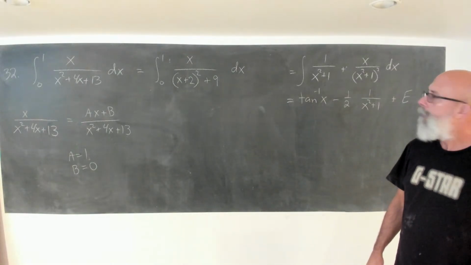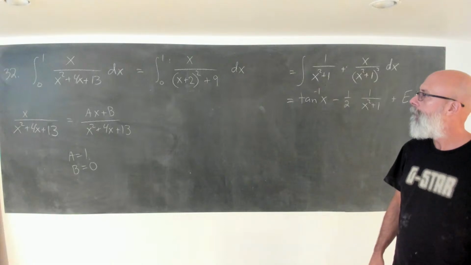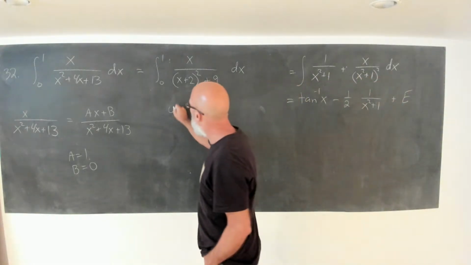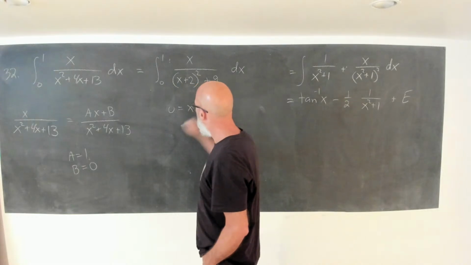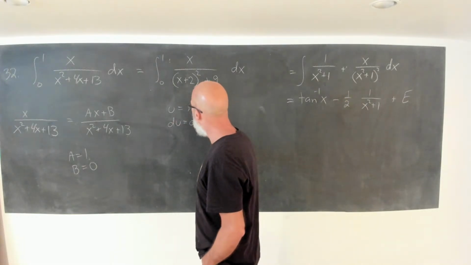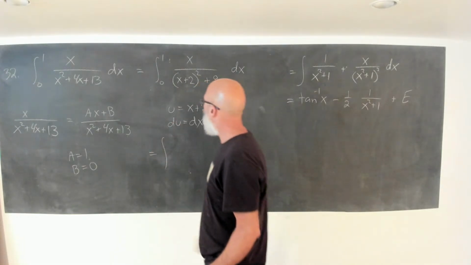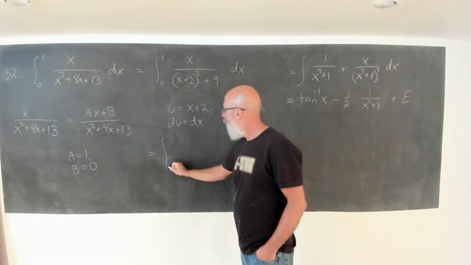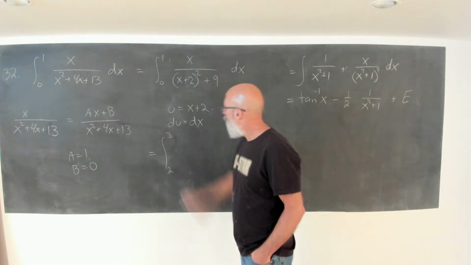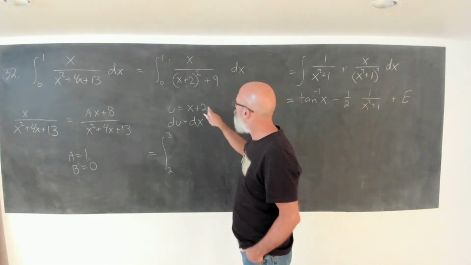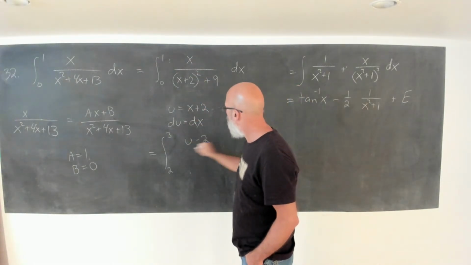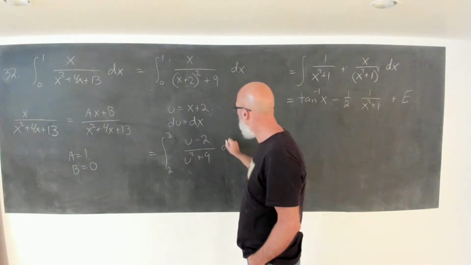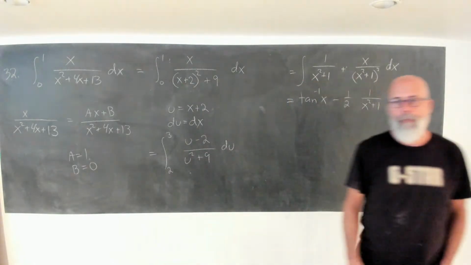Very nice. And now we're going to do a u substitution. u equals x plus 2, so that du is dx. And so this becomes, let's change the limits while we're here, 2 to 3. x is u minus 2. This is u squared plus 9 du.